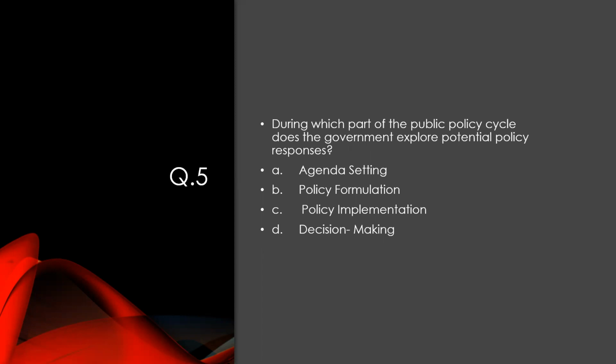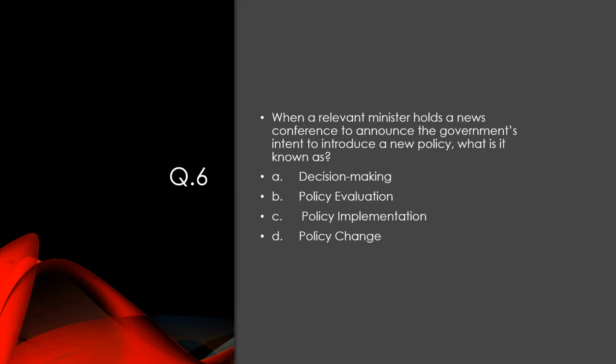Next one is: during which part of the public policy cycle does the government explore potential policy responses? During agenda setting, policy formulation, policy implementation, or decision making? The correct answer is B, policy formulation. It is the time when the government explores potential policy responses.